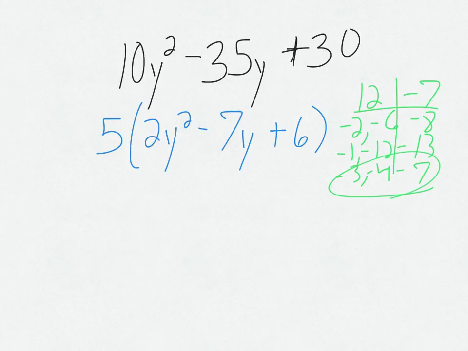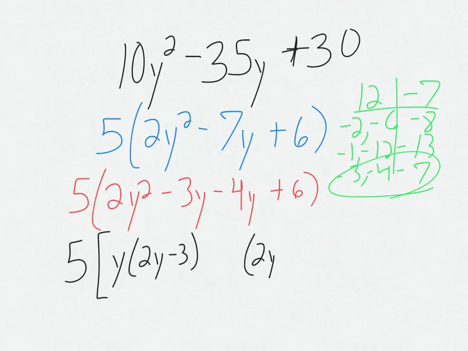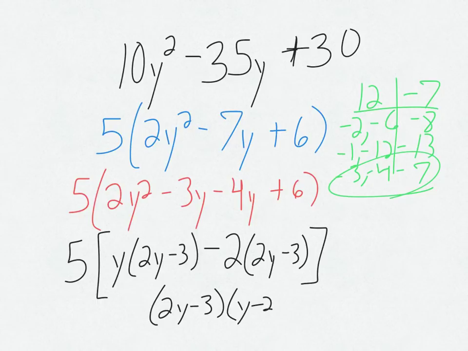Alright, from here we're going to split the middle term. Negative 3y, negative 4y. Order does not matter. Keep that 5 on the outside. And now we're going to factor by grouping on the inside. So using copy and paste. Now the sign needs to change. We need to also take out a 2. So now we're ready for our final answer. We're going to have 2y minus 3 and y minus 2 with a 5 on the outside.